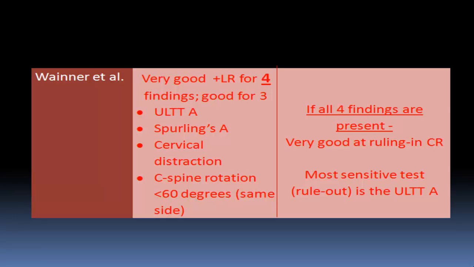Put together as a clinical prediction rule, Wainner et al. determined that if all four of these were present, it virtually ruled in a cervical radiculopathy. With fewer positives, the diagnosis is less clear. The best rule-out exam was the upper limb tension test. To review from the beginning of this presentation, if there was a positive for cervical radiculopathy, it is far more likely that foraminal encroachment is the problem, not disc herniation.